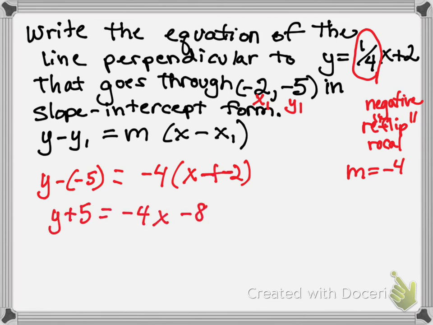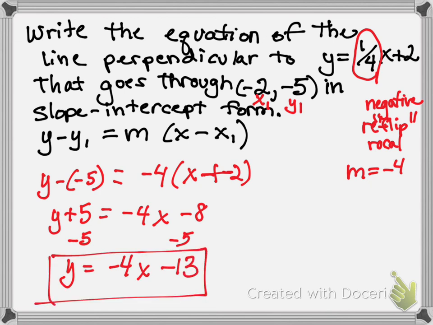So we'll change the double negative to plus, and then we're going to distribute the -4 into our parentheses. So we'll get -4x minus 8, and then we just subtract 5 from both sides, and that's our final equation.